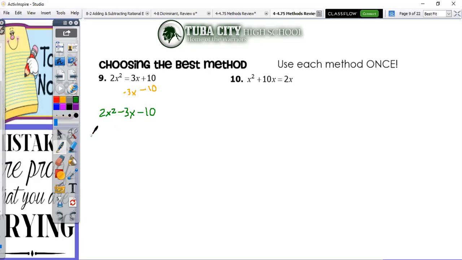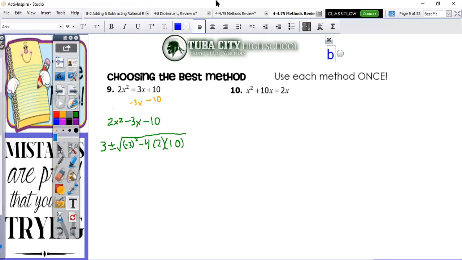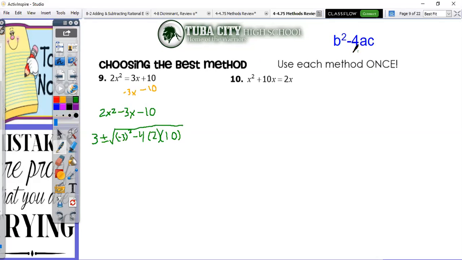So opposite of b, that's going to be positive 3 plus and minus the square root of negative 3 squared minus 4 times a times c. Now, you can also check the discriminant on each of these, and that is to only use this part here. You can do that similar to what we did in a previous lesson. You can just get this part here, and that'll give you what kind of zeros you're looking for. And if you're looking for irrational or imaginary solutions, then definitely use the quadratic formula.